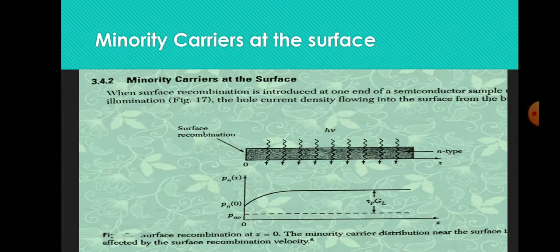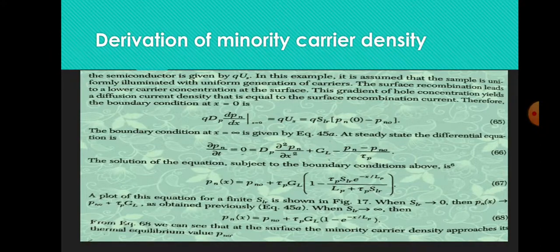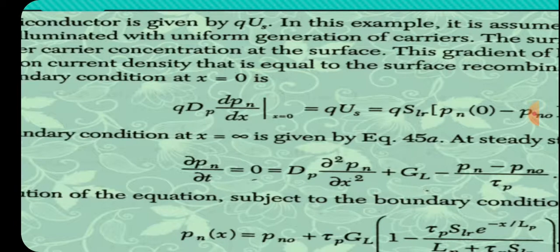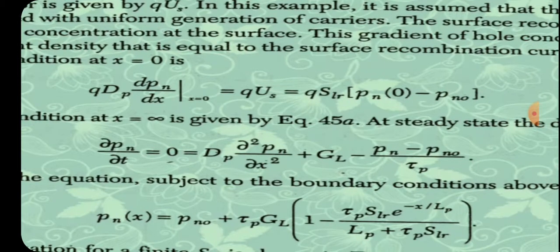So at the boundary condition x equal to 0, we have q Dp dPn/dx is equal to q Us, this is equal to q SLR (Pn(0) minus Pn0). The boundary condition at x equal to infinity: at steady state the differential equation becomes ∂Pn/∂t equal to 0 is equal to Dp ∂²Pn/∂x² plus GL minus (Pn minus Pn0)/τp.